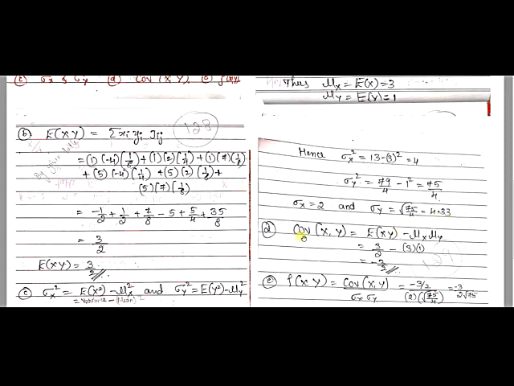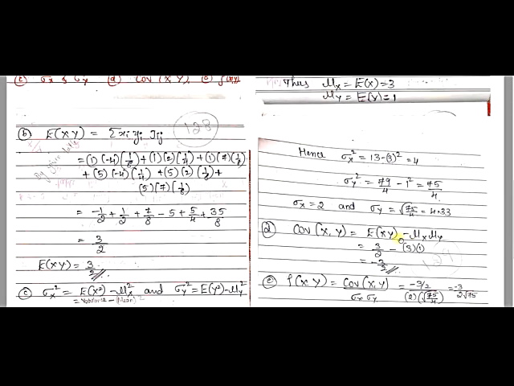Now we have to find the fourth sub question, that is covariance of xy. What is the formula for covariance of xy? It is E of xy minus mu x into mu y, or it can be written as E of xy minus E of x into E of y. That is simple. See, mu x is E of x, mu y is E of y. If you want to remember it like that, then it is easy. So E of xy is 3 by 2.